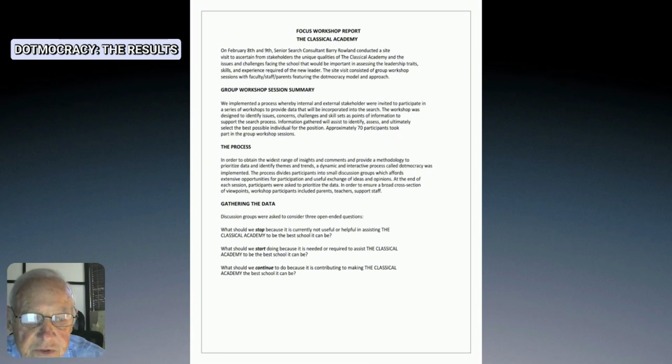This completes the series highlighted as Dotmocracy and its role in involving stakeholders in a meaningful way in identifying issues and challenges and participating towards planning for solutions.